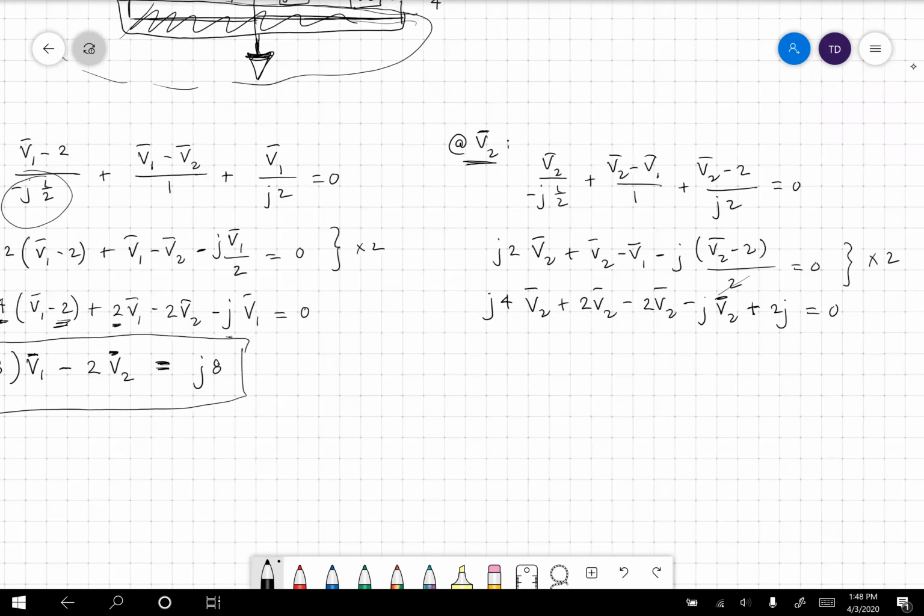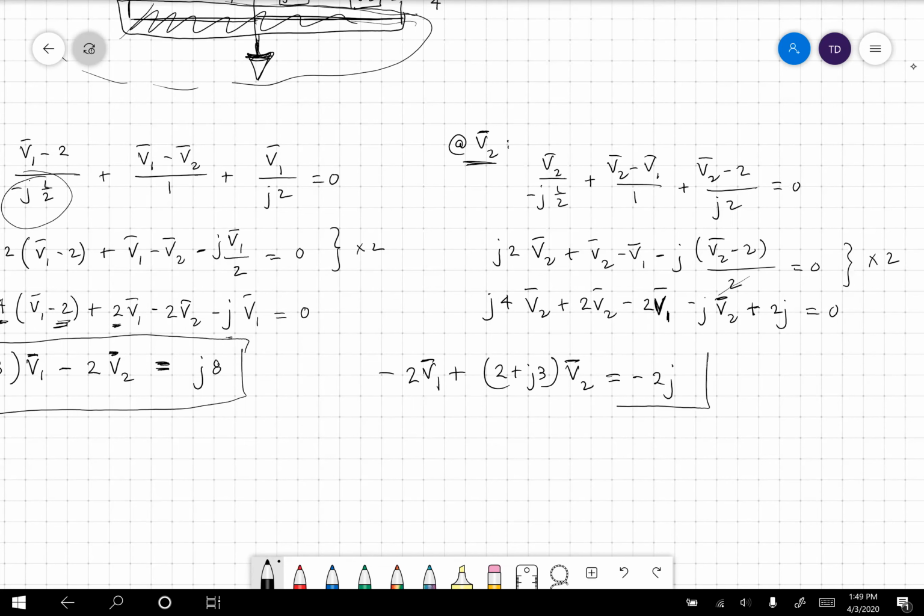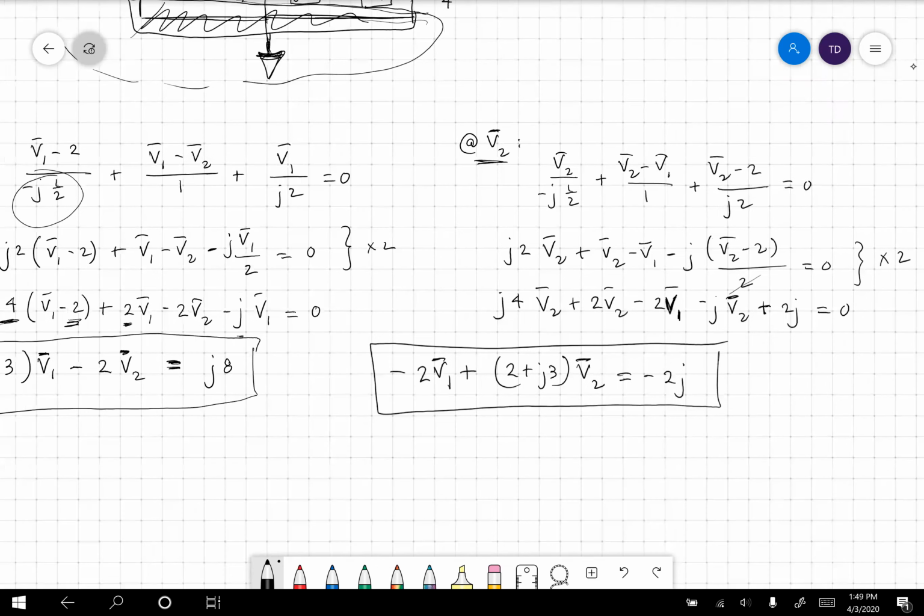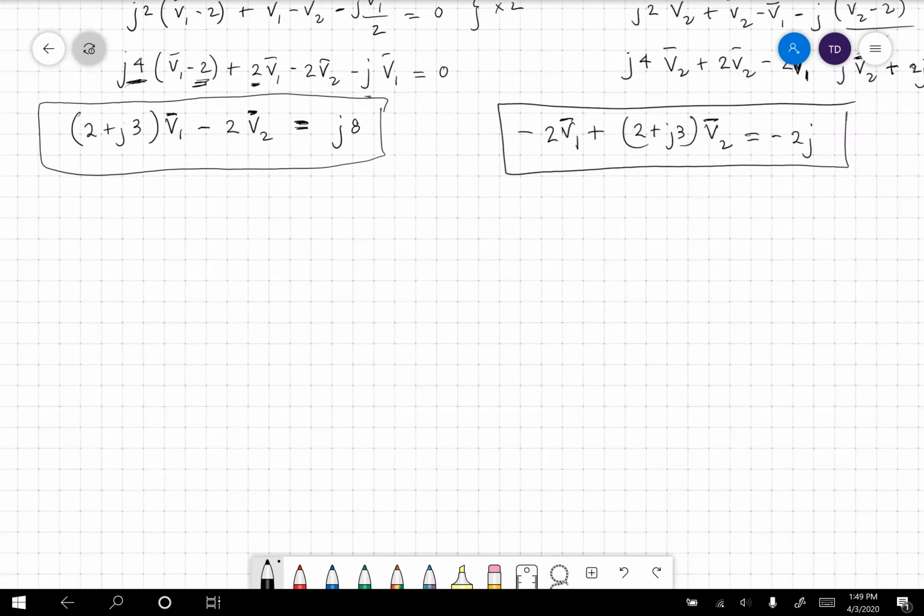Let's bring this down. Let's clean it up. So if we clean it up, let's get all the V2 terms. Something screwed up. This is a V1 right here. Okay, so my V2 terms. There's a j4 minus a j, that's j3. There's 2 plus j3. That multiplies V2. Then I have a minus 2V1. And all of that equals negative 2j on the other side. Good. Now I have these two equations.